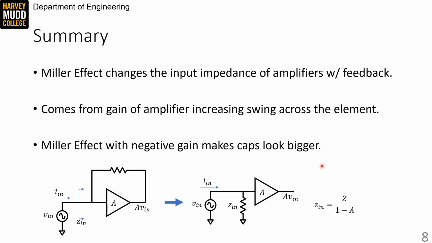So, in summary, the Miller effect changes the input impedance of amplifiers with elements in feedback. That change in impedance comes from the gain of the amplifier increasing the swing across the element. And if you have the Miller effect applied to a capacitor in feedback and an amplifier with negative gain, it makes caps look bigger. And the schematics and this equation really summarize the Miller effect.